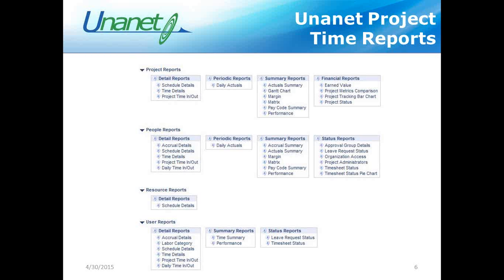So this is a list of the project time license reports that are available. You can see there's timesheets and approvals, time details with timesheet status report and a pie chart, accruals and leave balances. Accruals are for the user and the manager of people. There's real-time reporting on those labor details, daily actuals information, and a summary also of time entered and a performance summary of information on those actuals.